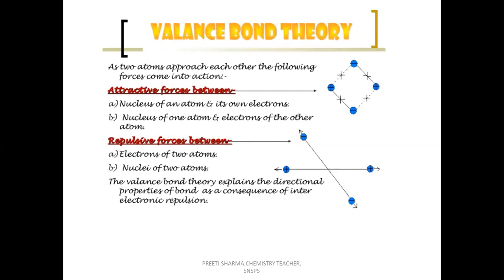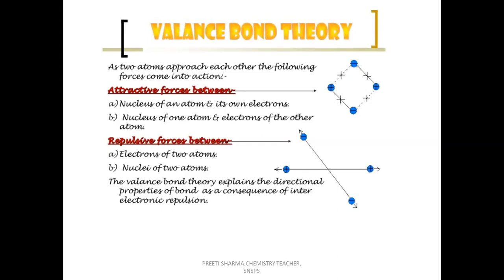And after reacting with each other, when these two atoms combine to form a molecule, some energy is released. This shows that the energy of the hydrogen molecule is less as compared to the hydrogen atom, right? Because when the hydrogen atoms combine to form the molecule, the energy released is equal to 433 kilojoule per mole. It means the energy of the hydrogen molecule is less as compared to the hydrogen atom.